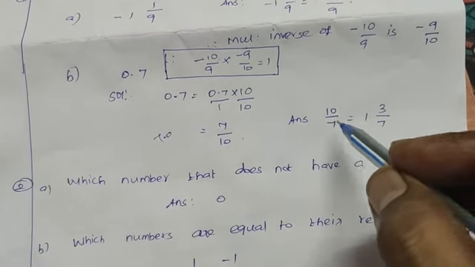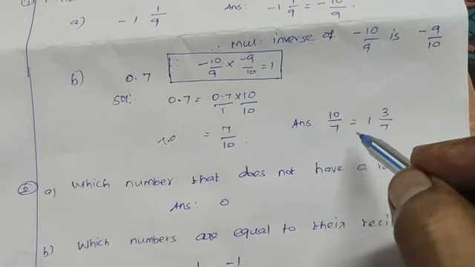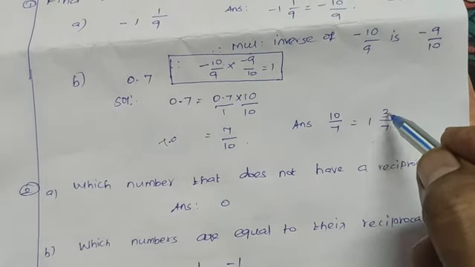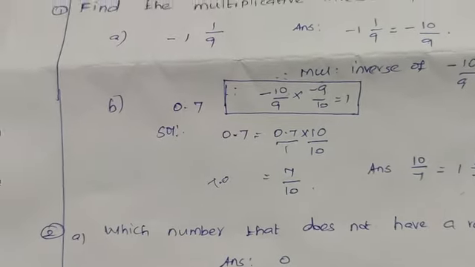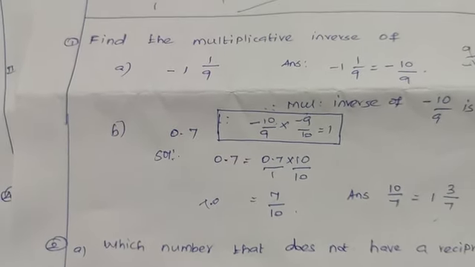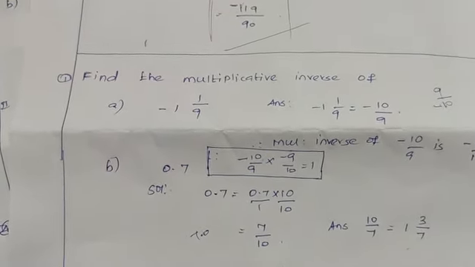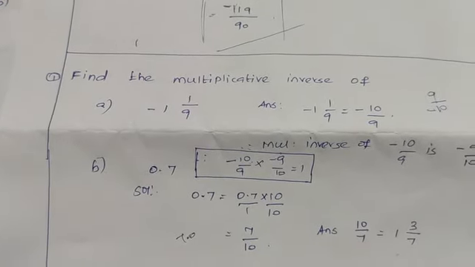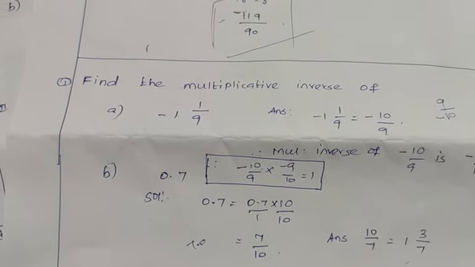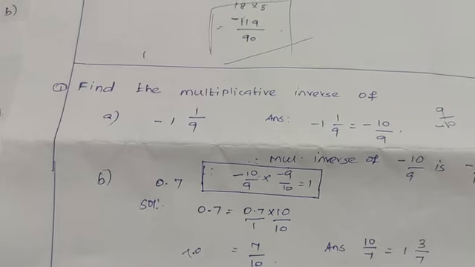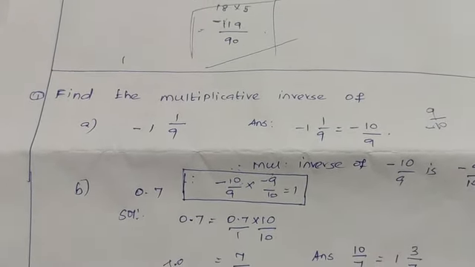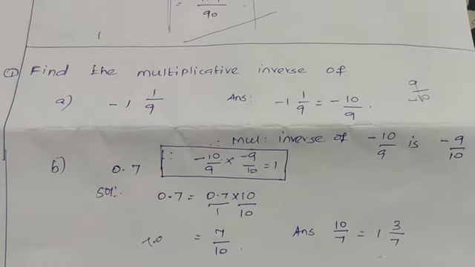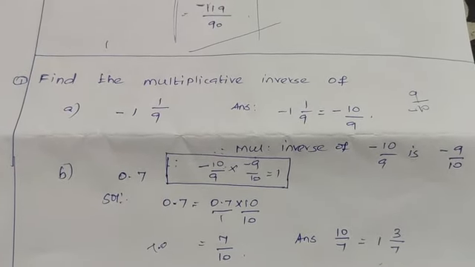1 3 by 7. How many 7s are there? Only 1. The remaining 3 is the numerator over 7. So this is a mixed fraction. Okay, now the problem may be, suppose, to find the multiplicative inverse of this number, or to check yes or no, whether it's true or not. Like that, a problem can also be asked in your book or in other exams.